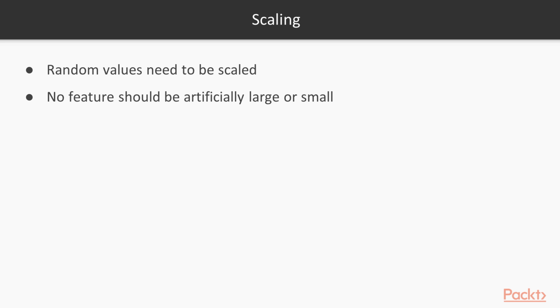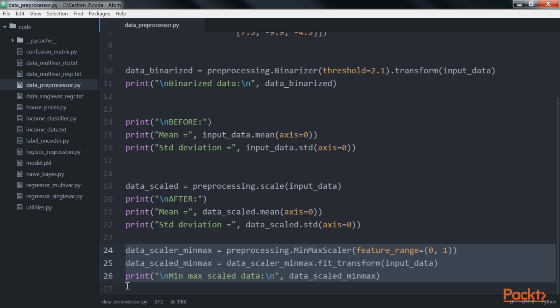We will now look at scaling. In our feature vector, the value of each feature can vary between many random values. So it becomes important to scale those features so that it is a level playing field for the machine learning algorithm to train on. We don't want any feature to be artificially large or small just because of the nature of the measurements. Add this snippet to the same Python file.